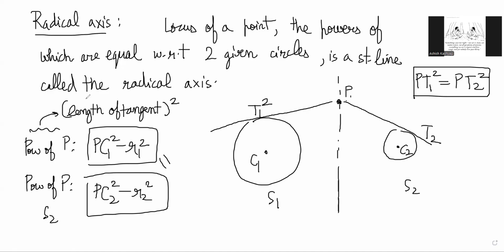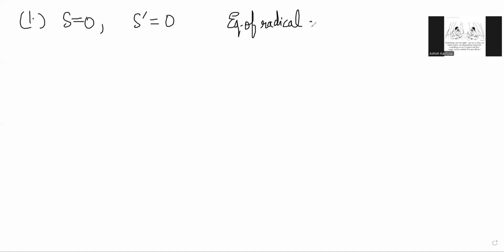And the equation of radical axis will come out to be the straight line. So first I will write the result. If you have circle S is equal to 0 and S dash is equal to 0, equation of radical axis is again S minus S dash equals 0. So remember, this was also common tangent equation and common chord equation. And this is also the radical axis equation.